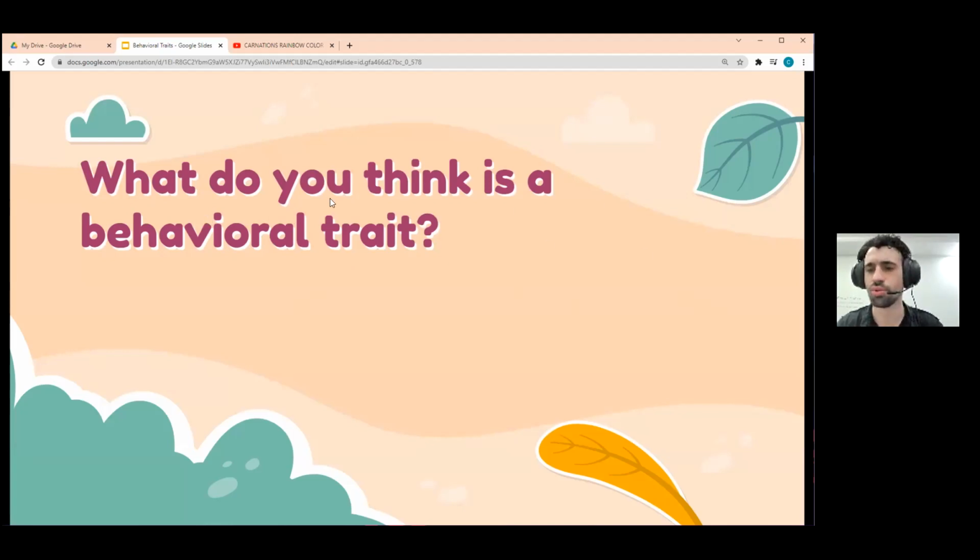Okay. Moon, what do you think a behavioral trait is? I think it is like a parent has the trait that is angry, and their offspring's trait will be angry too. Okay. I see. So if the parent's always angry, the kid might also get the trait of being angry. Okay. It's a very good start.